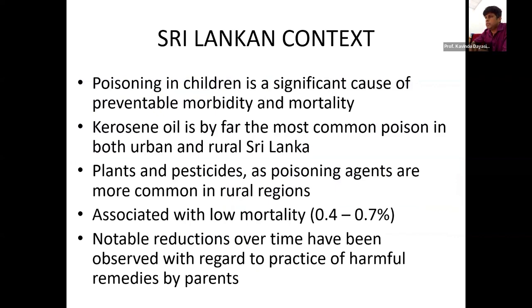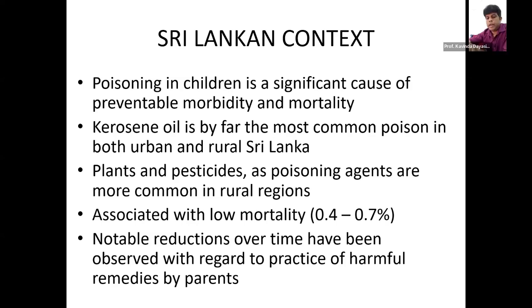Poisoning in children is a preventable cause of morbidity and mortality, because most of the poisonings in children happen due to accidents, unlike in adults who mostly intentionally take the poison. Most toddlers, or most children under 10 especially, ingest the poison accidentally. So it is largely preventable by making the home environment safe.